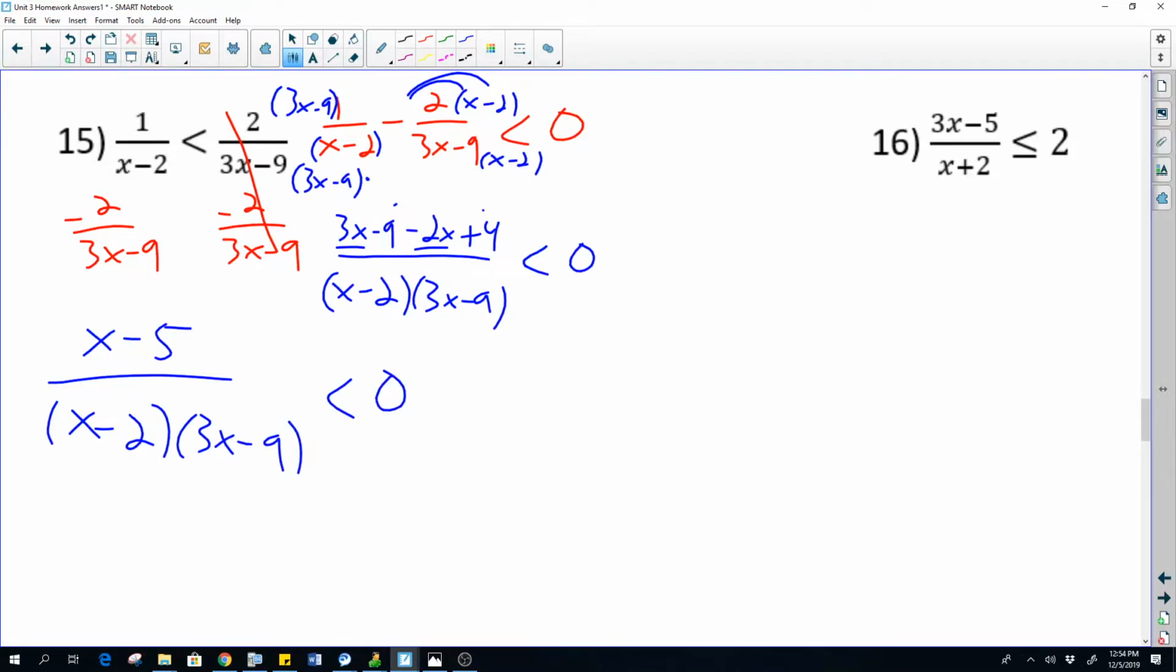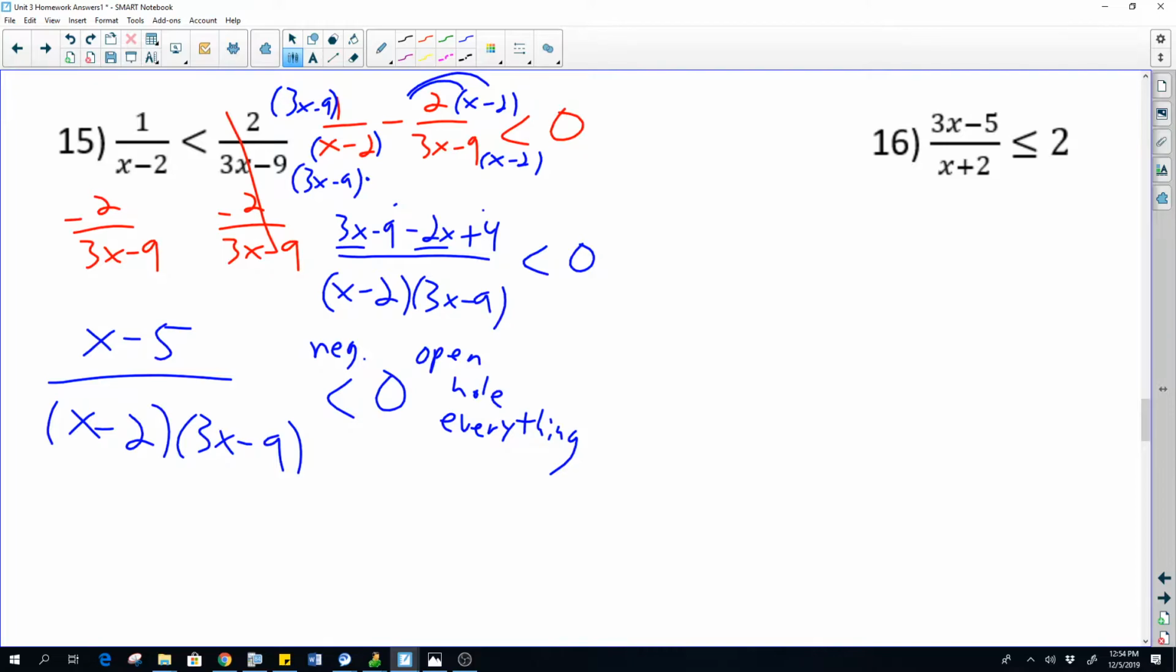Okay. So we're looking for negative numbers, right? And everything will be open hole, because the bottom will be open hole and the top will be open hole. Open hole everything. So only parentheses in our answer. So now we're going to make a number line.